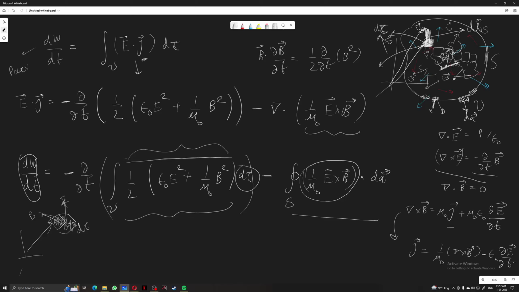So this means that if you are doing some work on charges, or maybe there is some work done on the charges of this system in volume V, that must correspond to a decrease, because there is a negative sign, in this quantity, which I'm calling the energy stored in the electromagnetic field. This whole volume integral is the energy, and this integrand is the energy density, because d tau is volume.